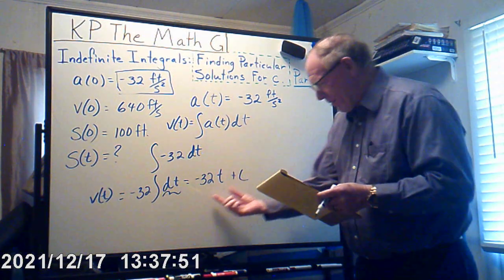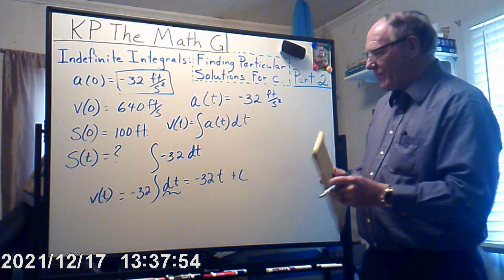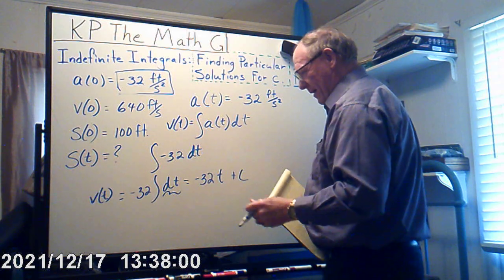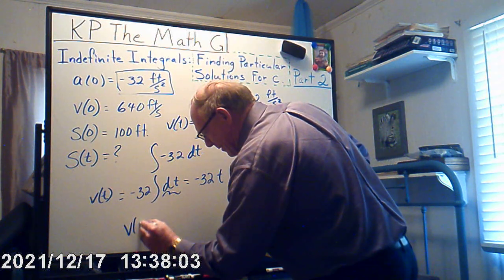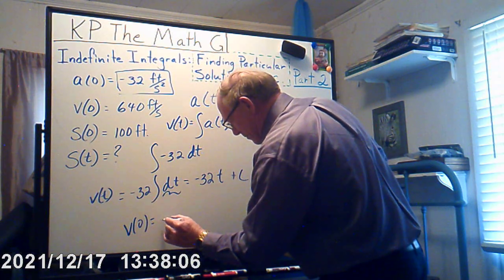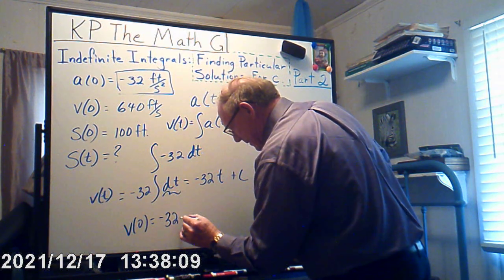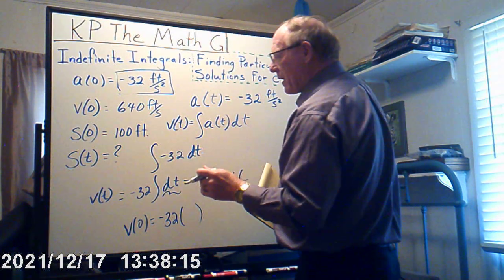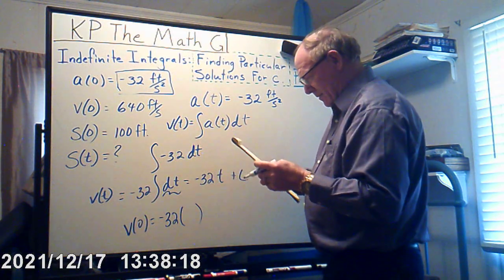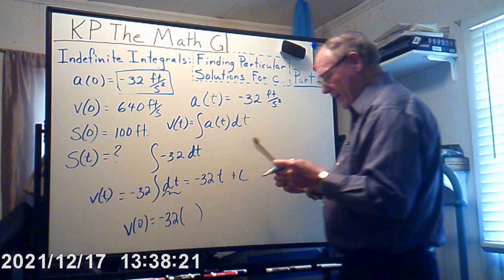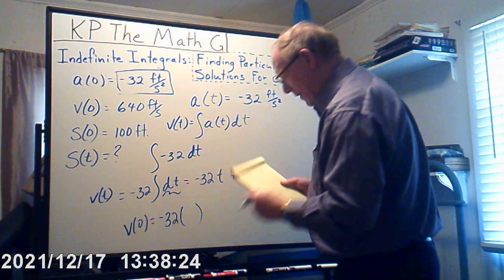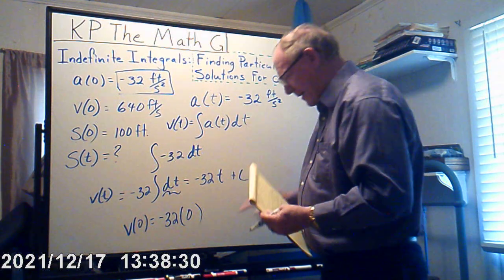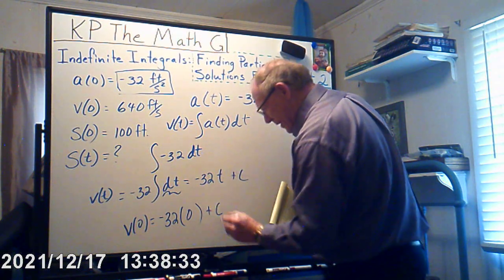Okay, so let's find out what C is, given that V at 0 is equal to 640 feet per second. Alright, so if we say V at 0, that's equal to negative 32 times t. Now t happens to be, let me think about it for a little bit. Oh, okay. Yep, we're plugging in 0. That's the initial time. Yep, that's 0. Alright, so plus c.